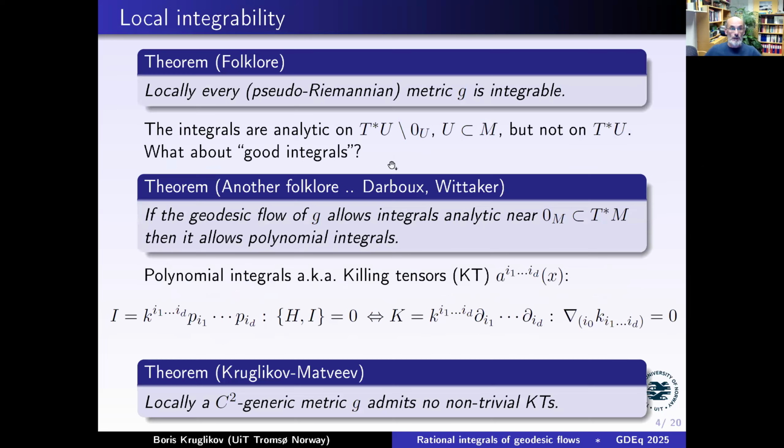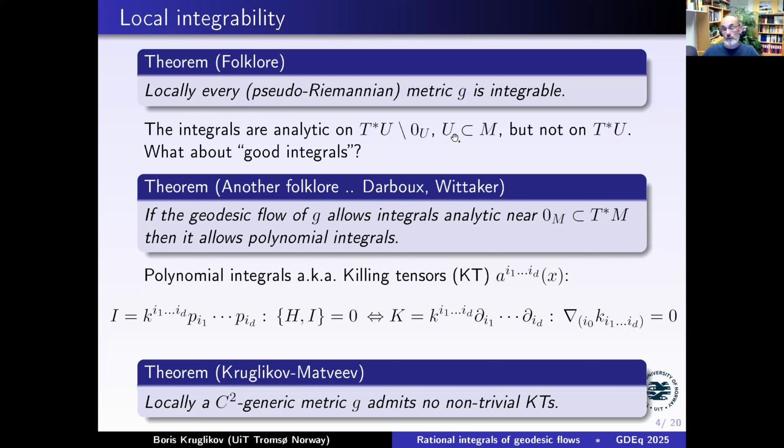When we talk about local, here's a folklore theorem: locally every Riemannian or pseudo-Riemannian metric is integrable. That's a simple statement which follows from the existence of geodesic coordinates. Basically, whenever a geodesic of unit length enters some neighborhood, it has to exit, and we can talk about a geodesically convex neighborhood. However, the integrals which we construct in this form are analytic in the complement of the zero section.